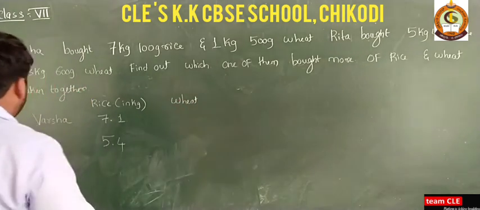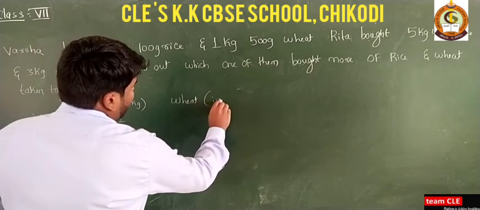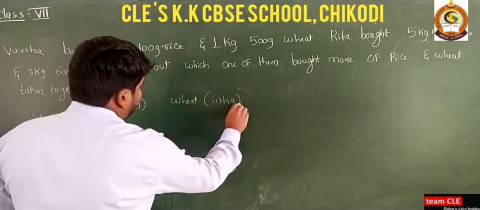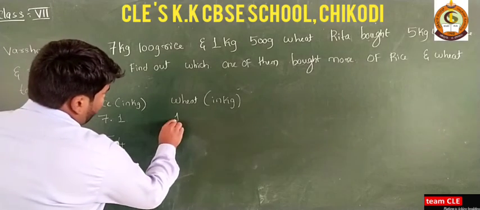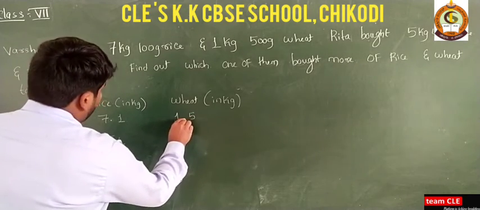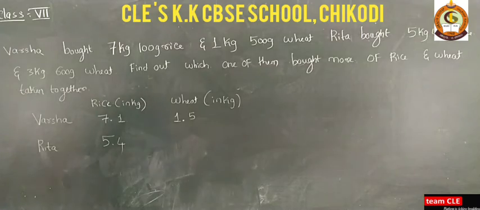Similarly, I will write one more column, that is wheat. So wheat I will write again in kg. How much wheat did Varsha bring? Varsha brought 1 kg 500 grams, which means I will write this as 1.5.